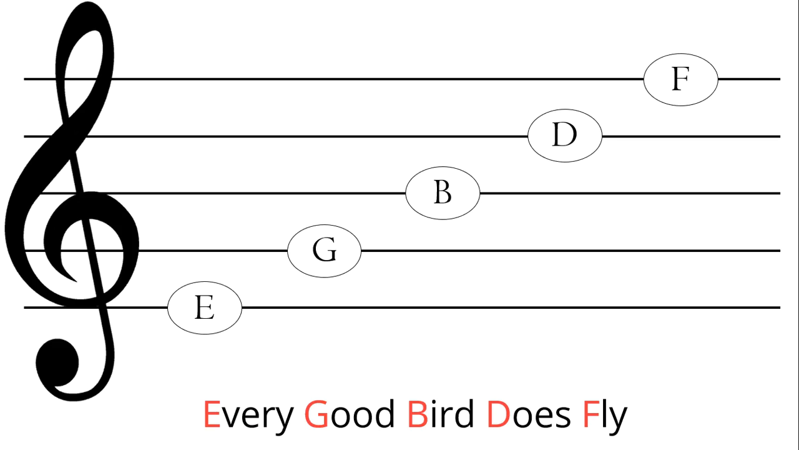And if you do not remember the sequence, you can remember the acronym. For example, if I ask you what is the fifth line note of the treble clef, you can say every good bird does fly. So that is F note on the fifth line of the treble clef.